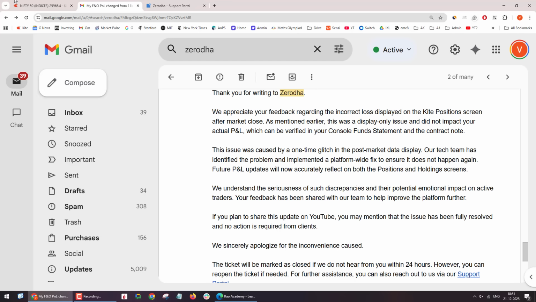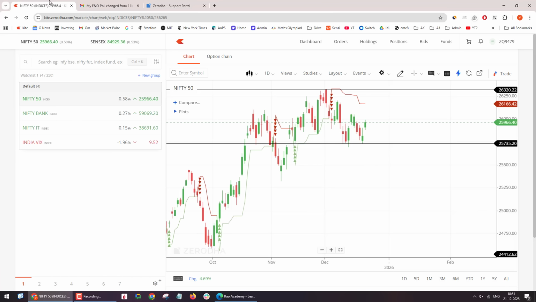Even the airlines, right? They can get away with anything, but they will just say, we regret to inform. Something like that, but they never apologize for anything. The ticket will be marked as closed, and it's fine. So essentially, the crux of the whole matter is that they had an issue because of which the PNL was incorrectly displayed.